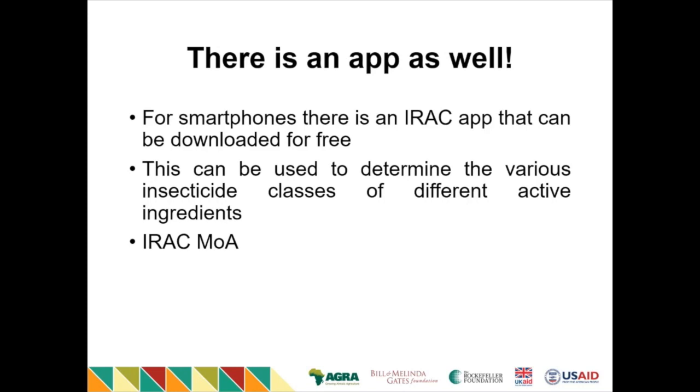As a trainer or person involved in fall armyworm projects, you don't have to remember all this information because there is an app. So for any smartphone, there is an IRAC app that can be downloaded for free, and you don't have to then remember all these issues. You can search on this app for information regarding the various active ingredients.